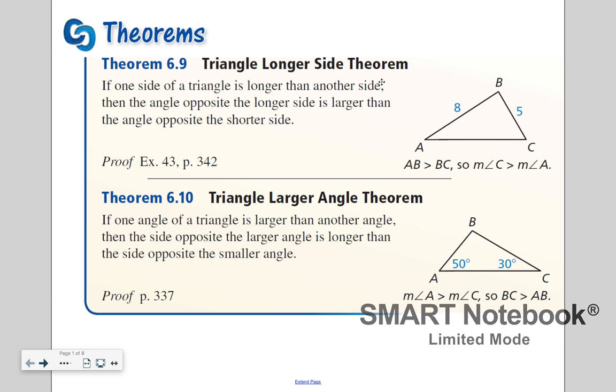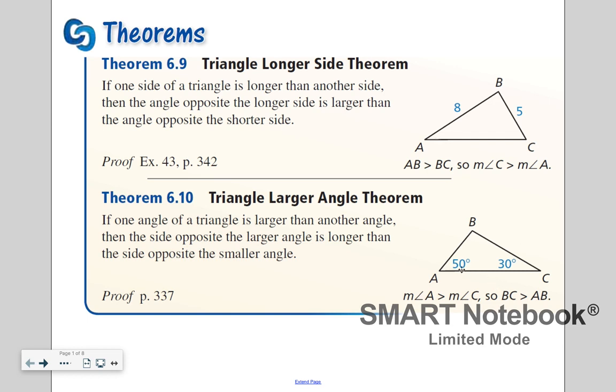And that's what this is saying: whichever side is longer, the angle across from that will be larger than the other. So 8 is our longest side compared to this one. So angle C must be greater than angle A. And if you just think about that within one triangle, it kind of makes sense.